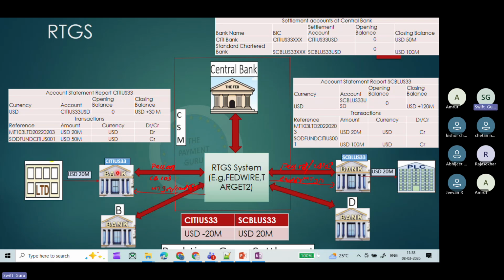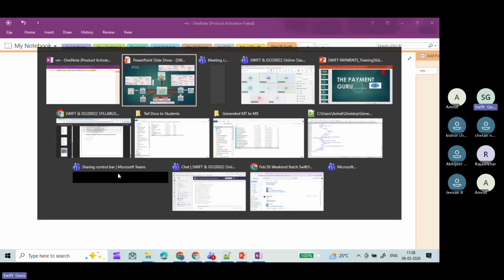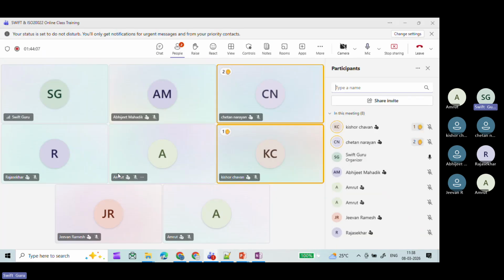There are plenty of things on the RTGS side as well. So this is how the local payment system works. I'll discuss more about this later. But again, nothing here is related to a Nostro account.